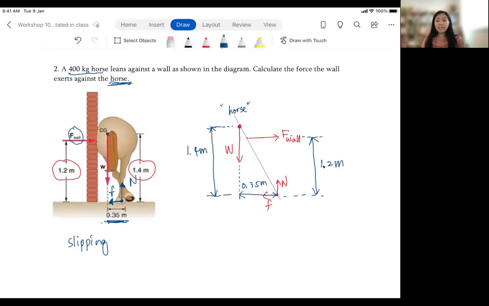Okay, so next step after having the free body diagram is to pick a pivot point. So what do you think is a sensible pivot point to choose? Where would you put the pivot point?